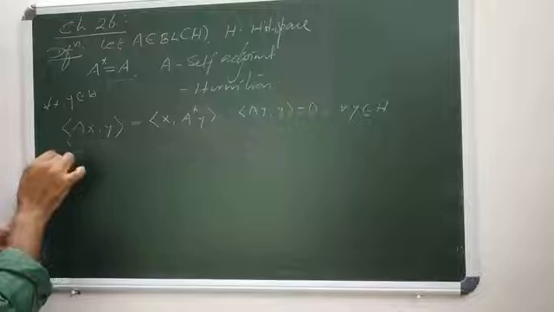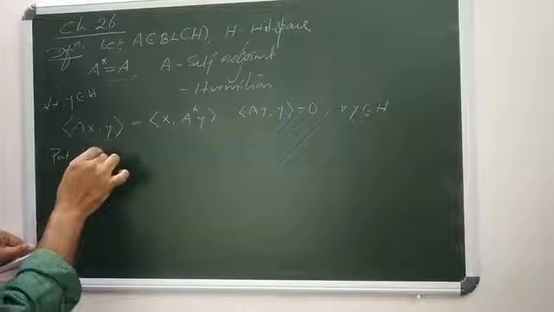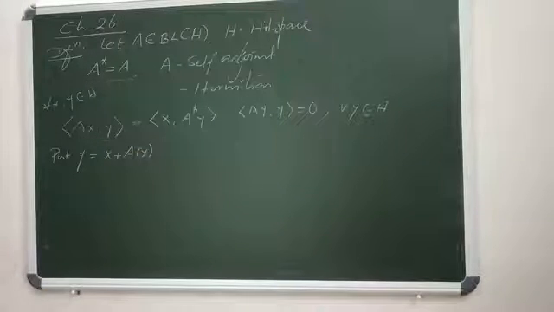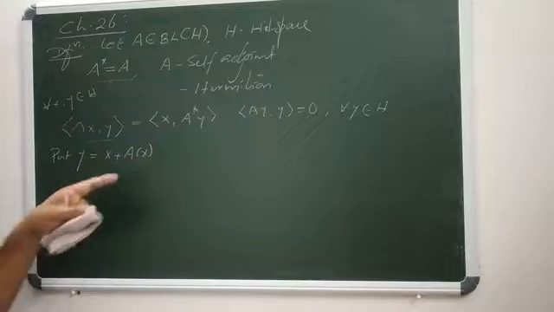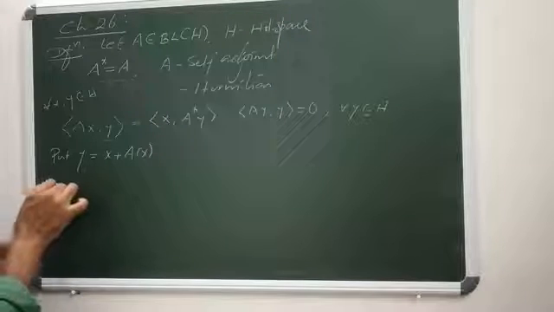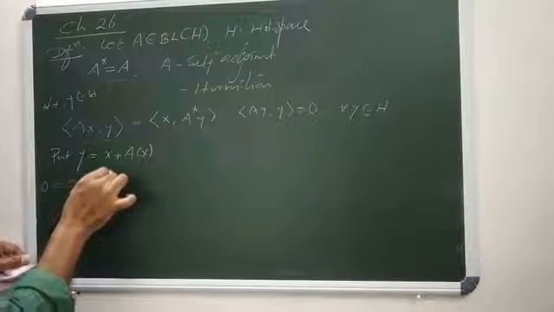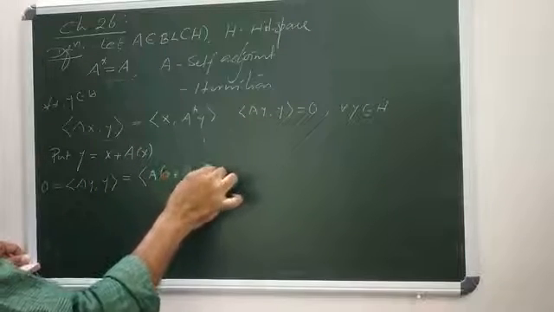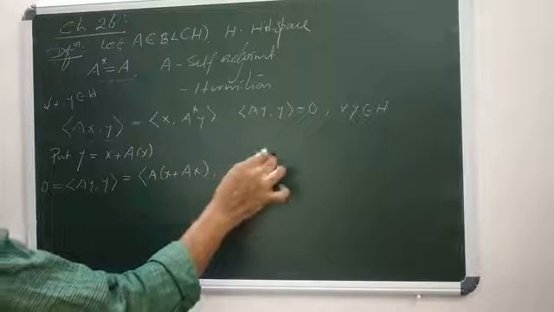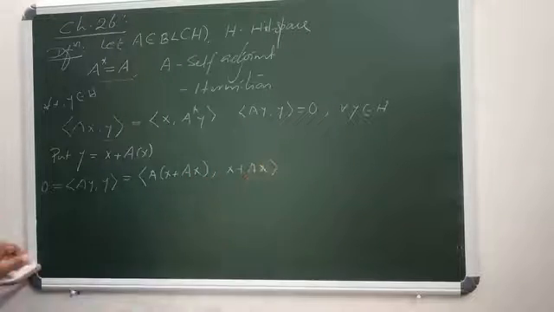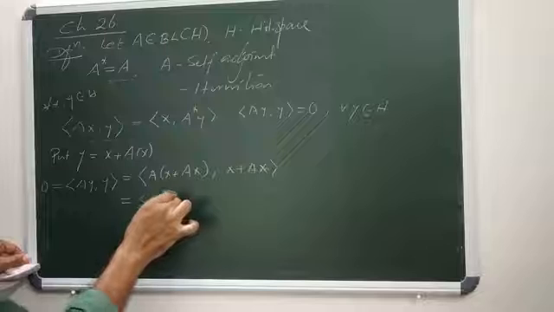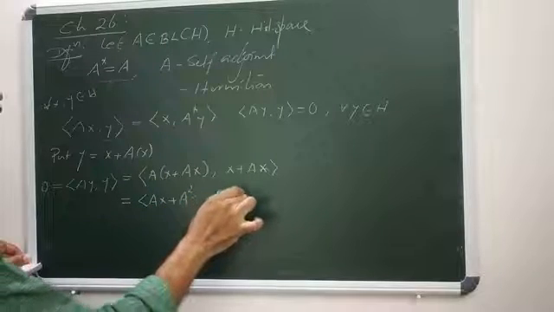So put y equals x plus Ax. Since x is in H, Ax is also in H, as A is from H to H, clearly y is in H. So you can replace y by x plus Ax. That means 0 equals the inner product (Ay, y), which equals the inner product (A(x plus Ax), x plus Ax), which equals the inner product (Ax plus A squared x, x plus Ax).